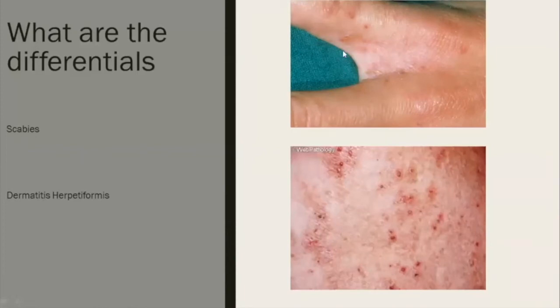So, ito naman, scabies, we look for burrows, commonly found dun sa gitna ng mga daliri natin. So, they also present with maculopapular lesions and also some vesicles na excoriated. And this is dermatitis herpetiformis na commonly associated with intake of certain foods and more common in Caucasians.